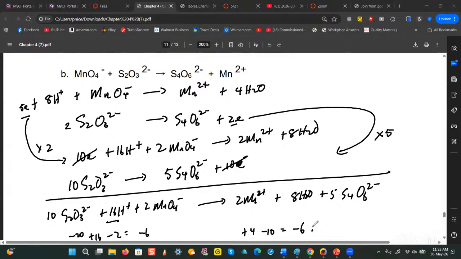For the final equation, it doesn't matter which way you write it. Like, I put 2 MnO4 first, and you have yours... Oh yeah, that doesn't matter. As long as you have the reactants on the left side and the products on the right side, it doesn't matter the order on each side. Same thing. All right, any other questions about this?